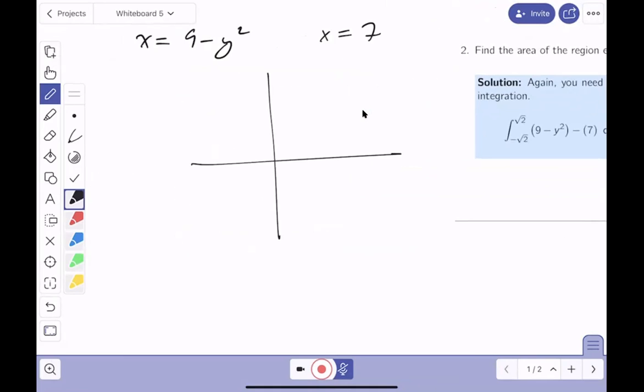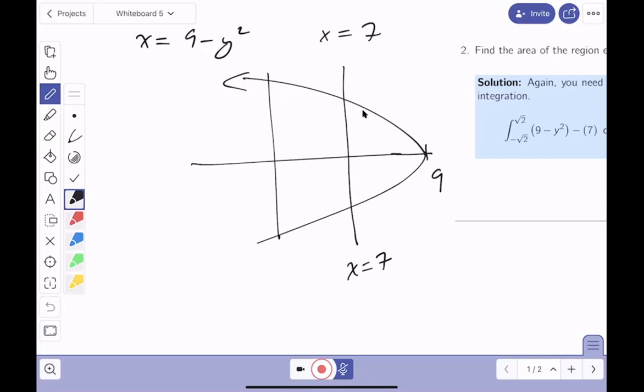All right. So x equals 7. That looks like this over here. And then 9 minus y squared. Well, let's see. That's a tough one, right? That's a parabola. And that opens, right? So I've got to do that. I've got a 9 over here somewhere. That's going to be the vertex. And it looks sort of like this here. And what's the bounded region? Let's put this in. It's this region over here.